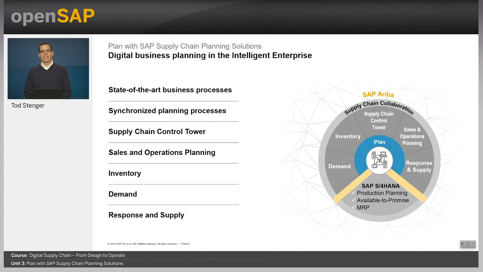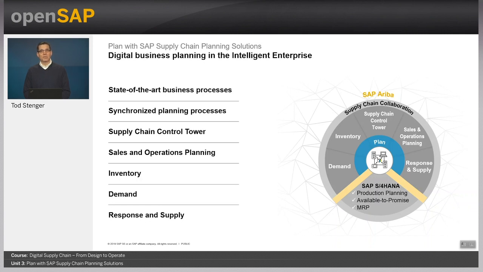The intelligent enterprise accelerates value creation through three capabilities: visibility, focus, and agility. With visibility, you can tap into siloed or external data and recognize previously unseen patterns. With focus, you can simulate the downstream impacts of critical decisions and allocate scarce resources. And with agility, you can adapt your business processes in response to changing market conditions in real time. With SAP solutions in the digital business planning space, you can enable state-of-the-art business processes to support the intelligent enterprise. These processes can be synchronized across the digital supply chain.